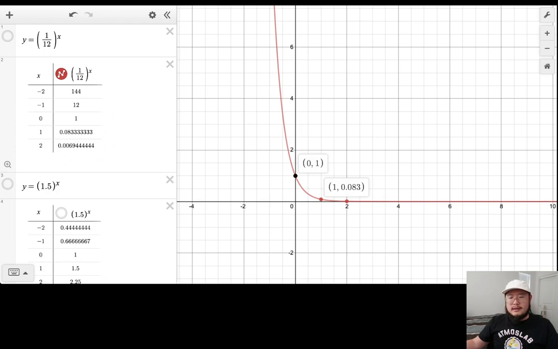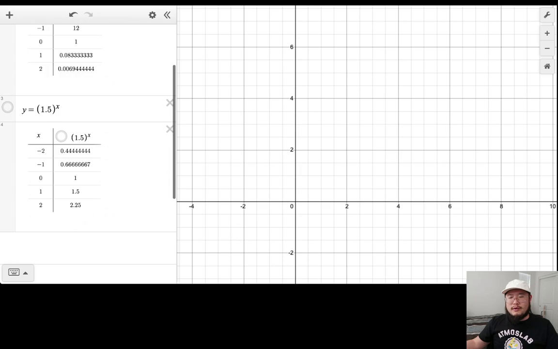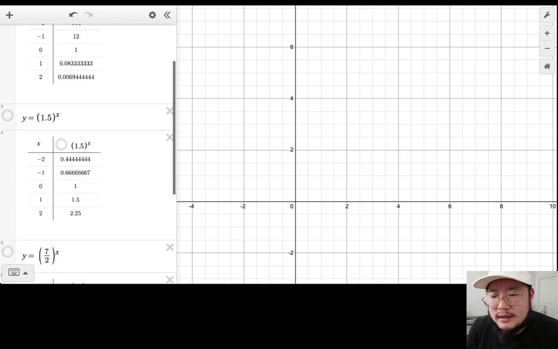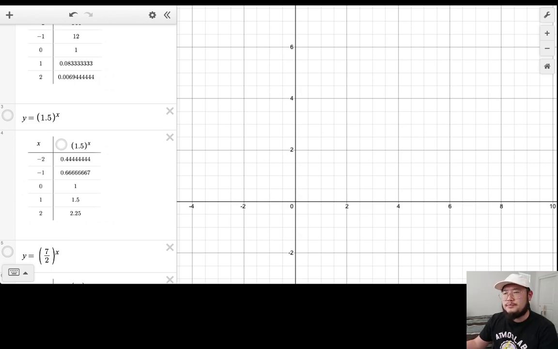And we have ourselves at 1.5 raised to the x power. Those are your points. You can see it all on the screen. So now, since those are your points, let's see what it looks like. Remember, it's supposed to be going from left to right upwards, and lo and behold, there you go.